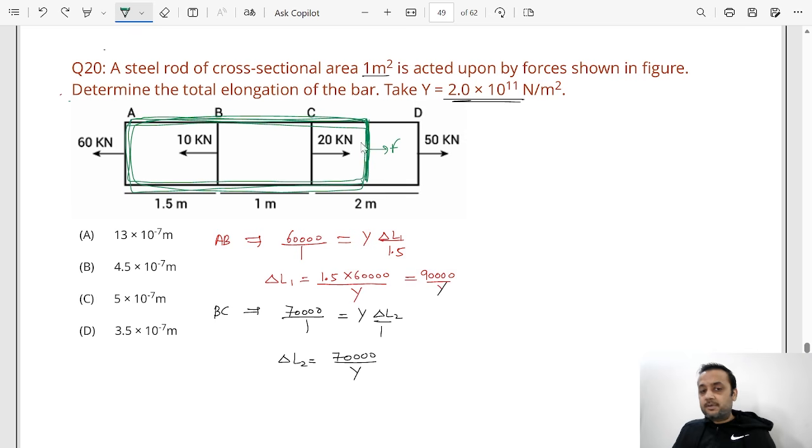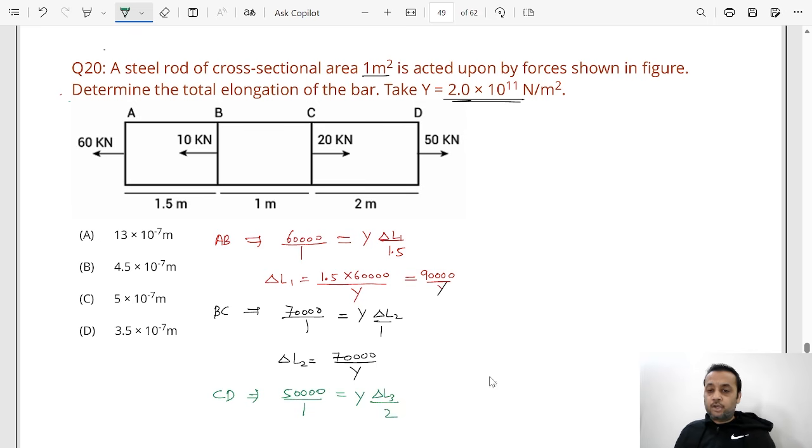I hope you were able to understand. This logic will be true for any cross section as long as we are in the CD region. Here, here, here. So in the entire CD region, the force value is how much? 50 kilonewton. So for the CD region, the stress will be 50,000 upon the cross sectional area. This stress will be equal to Young's modulus into delta L3, which is the elongation in this region, upon the length. So the value of delta L3 will be 1 lakh upon Y.